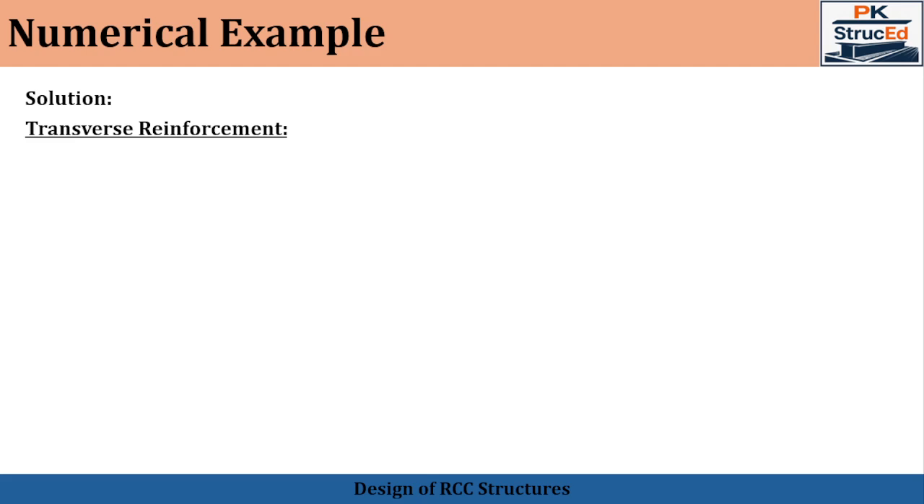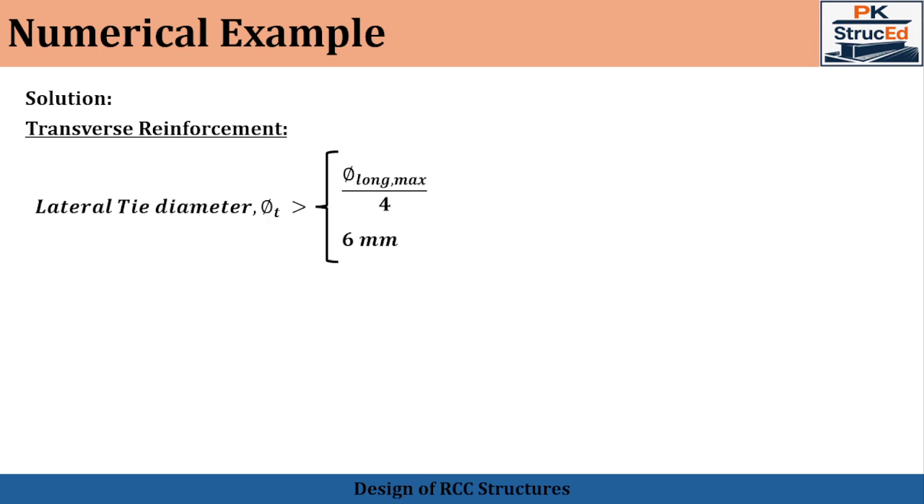Right. So now coming on to the transverse reinforcement. Similar to axial loading, uniaxial bending as well as biaxial bending will follow the same criteria in order to design the transverse reinforcement. Going on with the tie diameter, two conditions are available. One is 1/4 of the maximum longitudinal bar diameter and the second one is 6 mm. We need to provide greater than the maximum of these two values. We are provided with a 25 mm diameter bar, so 25 by 4 gives 6.25.